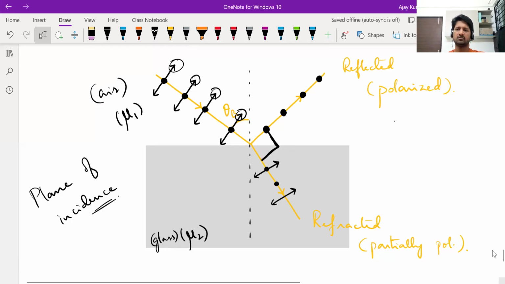So remember these two methods of polarization. One is by using a polaroid, the other one is by reflection. Okay, but this happens only when the light is incident at an angle equal to the Brewster's angle.